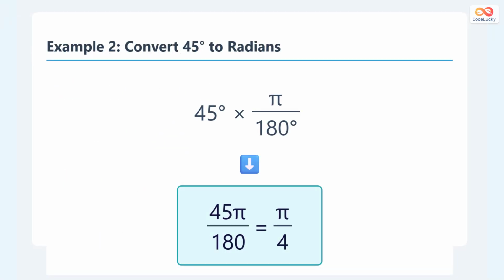Here is another common angle, 45 degrees. We multiply 45 by pi over 180. 45 goes into 180 exactly 4 times. So, the result is pi divided by 4 radians.